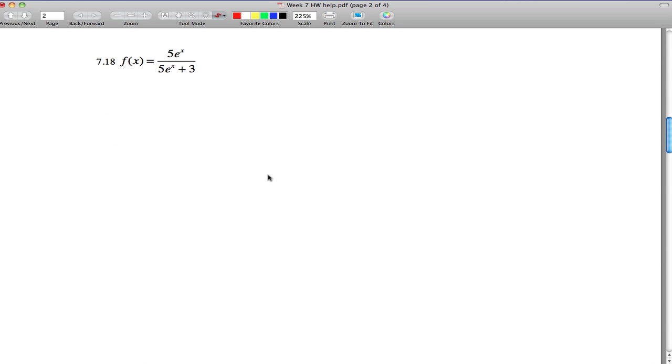Number 18. Number 18, we're given this function right here, and we're asked to find pretty much everything about it. Find when it's increasing, decreasing, concave up, concave down, critical points, inflection points. So what you'll end up doing on this one, and really all the other ones too, is you'll have to calculate the derivative, and you'll have to calculate the second derivative. And then we'll do stuff with these.